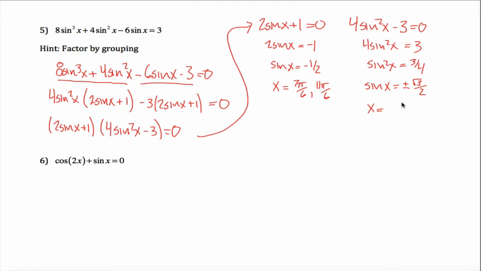Well, that's going to happen a bunch of places. It's going to be equal to positive root 3 over 2 at pi over 3, and then again at 2 pi over 3. It's going to be equal to negative root 3 over 2 at 4 pi over 3, and again at 5 pi over 3. So I actually end up with 6 solutions in the specified range for this problem here.